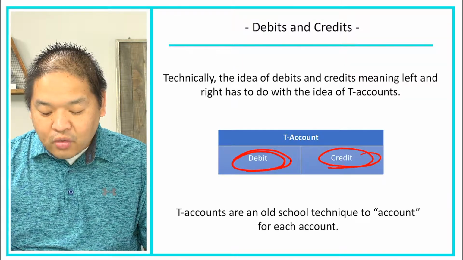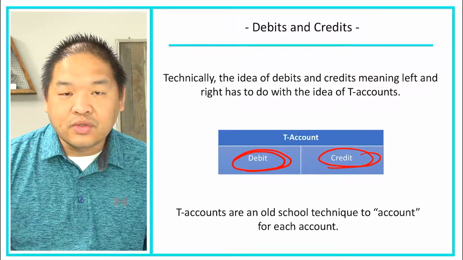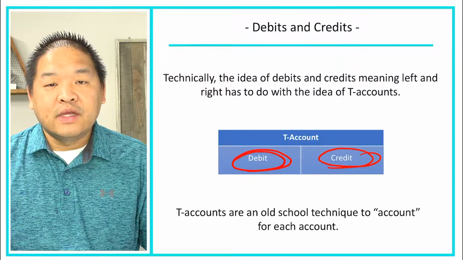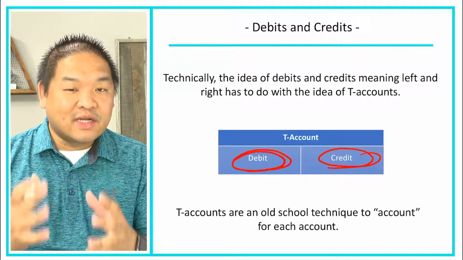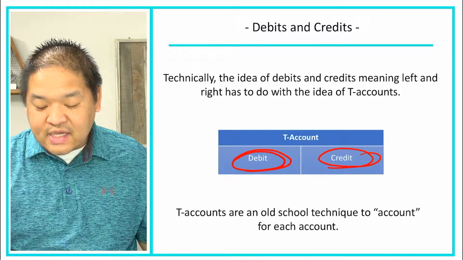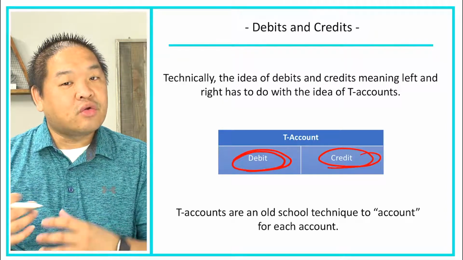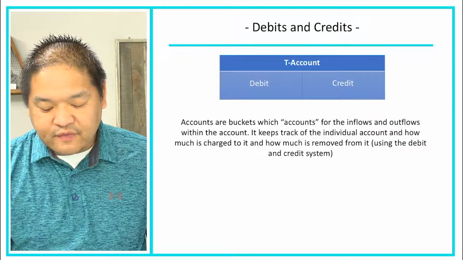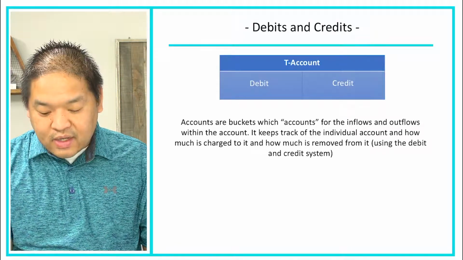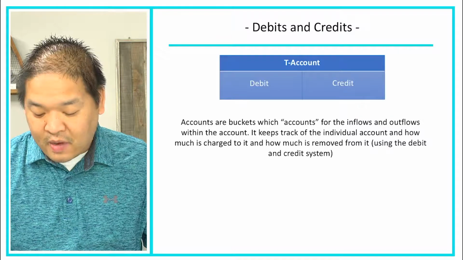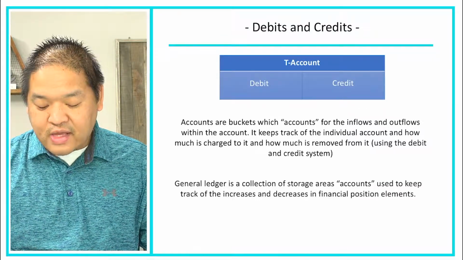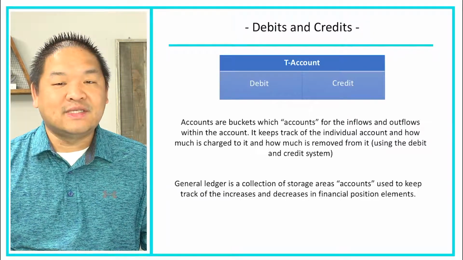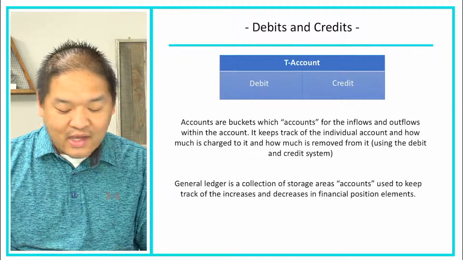T accounts are an old school technique to account for each account. We don't necessarily do it this way anymore, although I'm going to show you how we do this. You're going to need to know what the T is because you'll see it later on. So if we say debit this account, we mean put it on the left side of the T. If we say credit this account, put it on the right side of the T. Now, these T accounts are buckets which account for inflows and outflows within the account. It keeps track of the individual account and how much is charged to it and how much is removed from it using the debit and credit system. The general ledger is a collection of storage area accounts used to keep track of increases and decreases in financial position elements. And I'm going to show you that in a few minutes here.